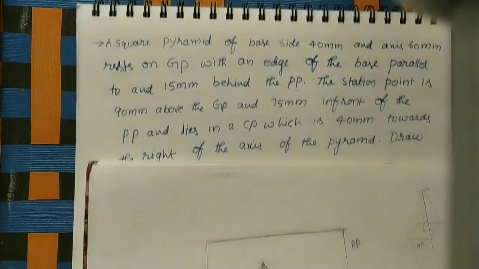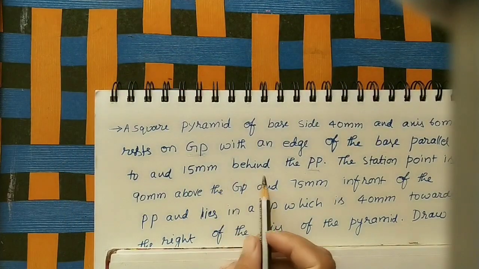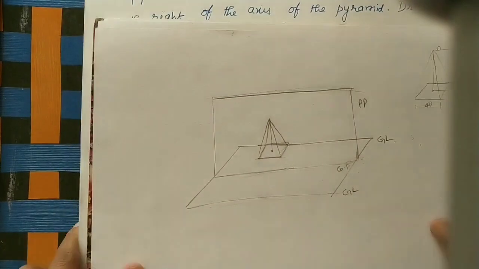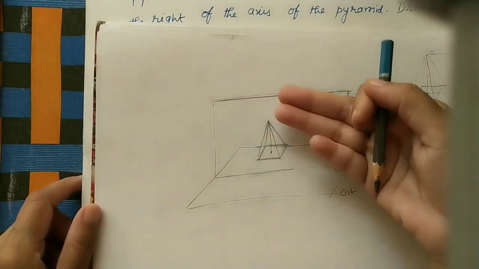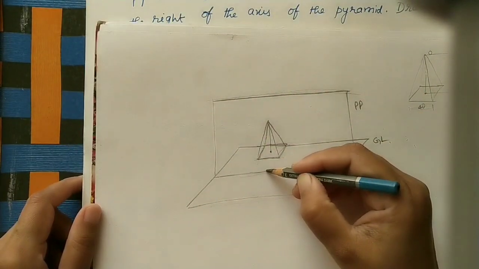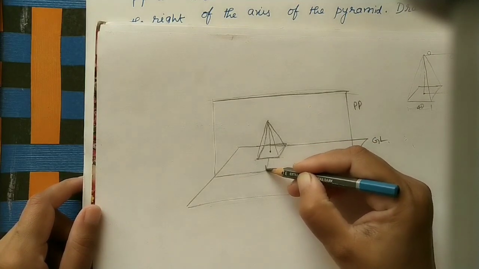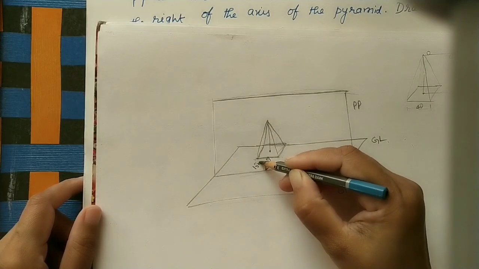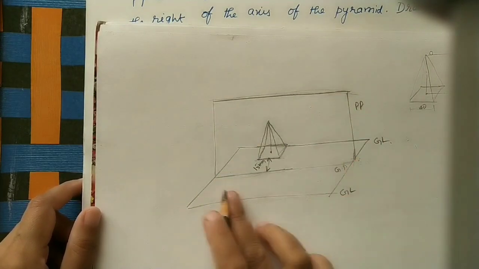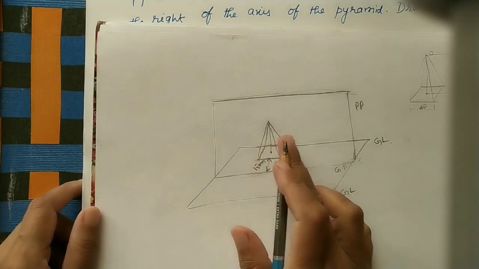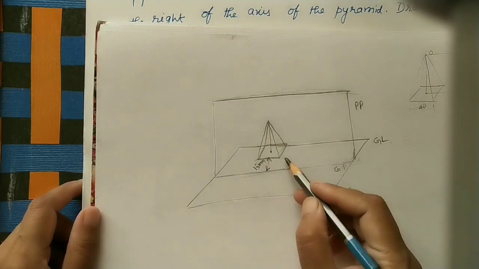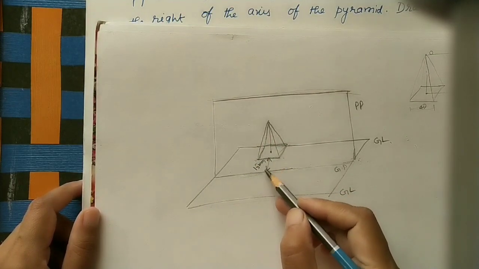And one more condition has been given: 15 mm behind the PP. Behind the PP means, this is PP, so behind it, the back side of it, at 15 mm distance. Whatever edge is parallel to this is 15 mm behind. This is a transparent plane, so we can see this solid, this square pyramid. One of the edges parallel to PP and 15 mm behind the PP.